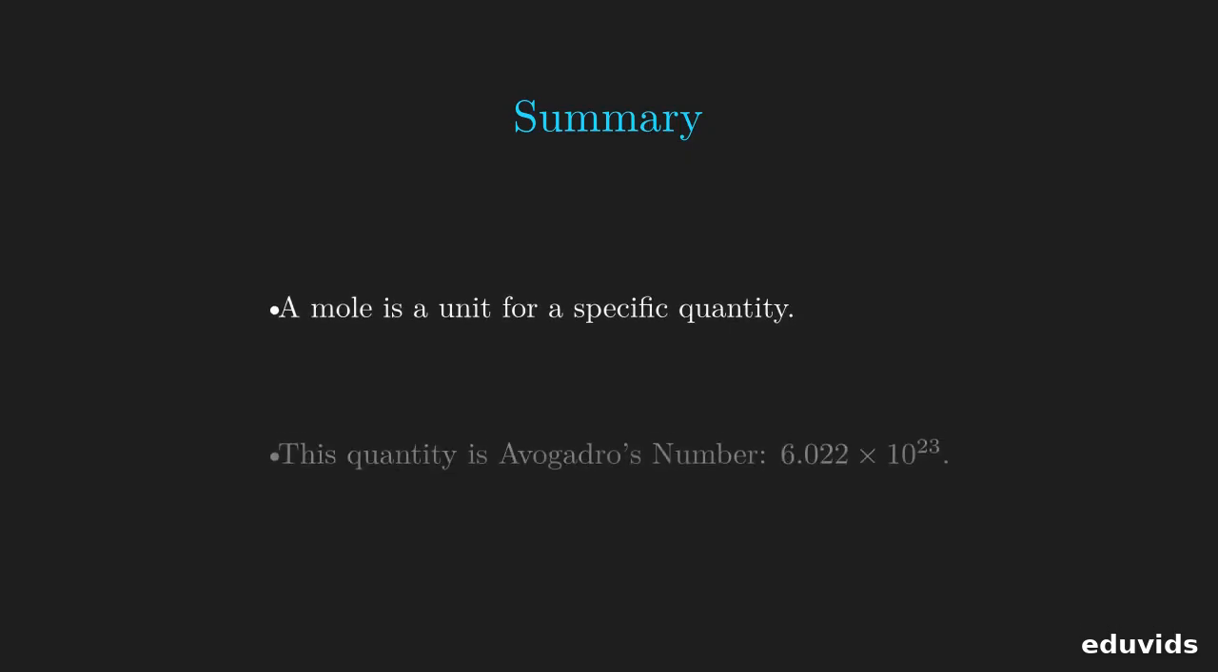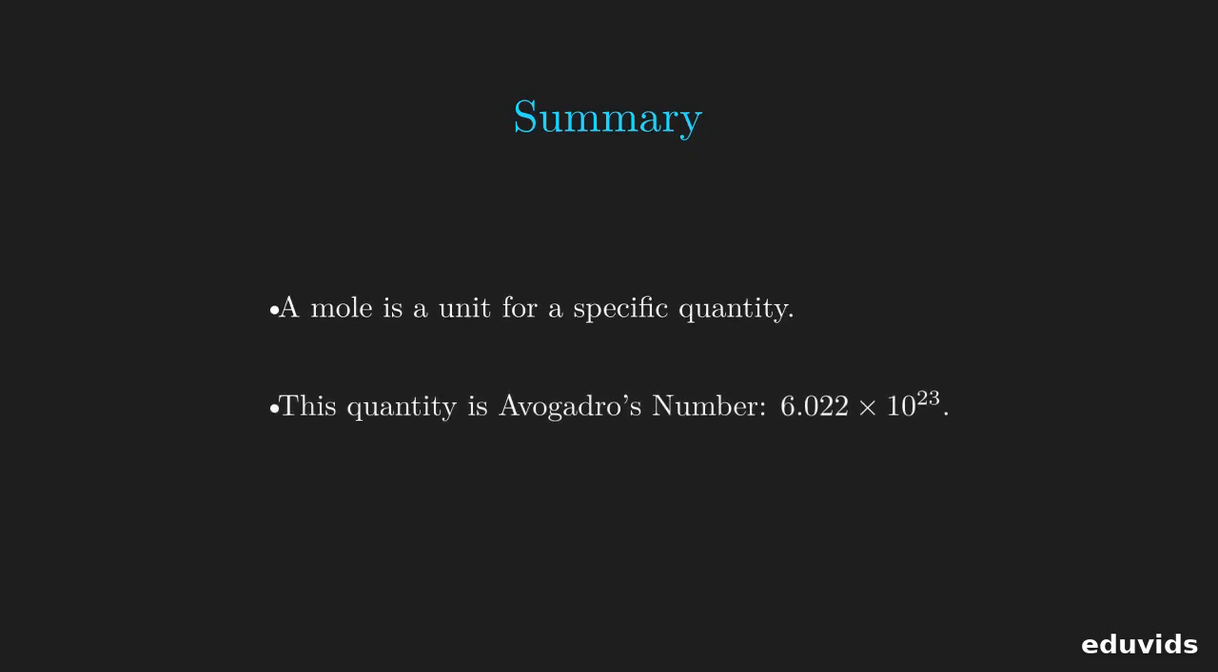In summary, a mole is a chemist's way of counting a vast number of particles. Specifically, Avogadro's number of particles. We saw how to convert between moles and particles and between moles and mass using molar mass. You now have a solid foundation to confidently work with the mole concept in your chemistry calculations.